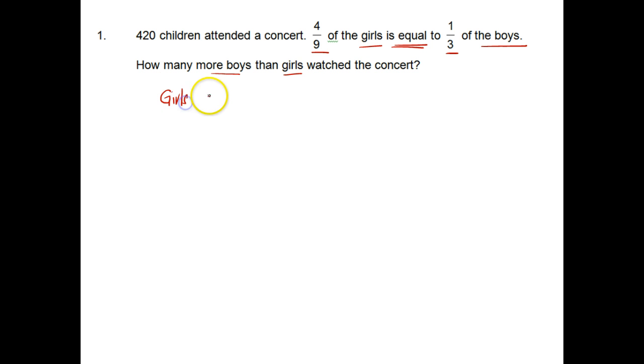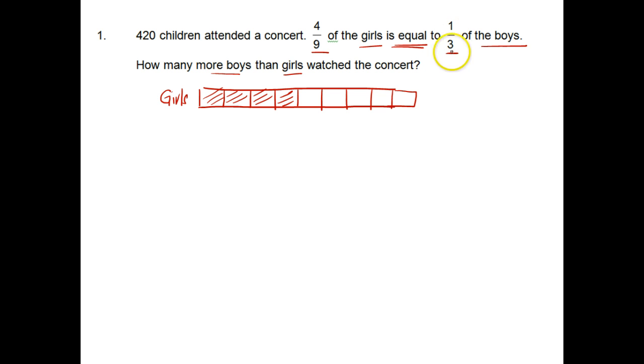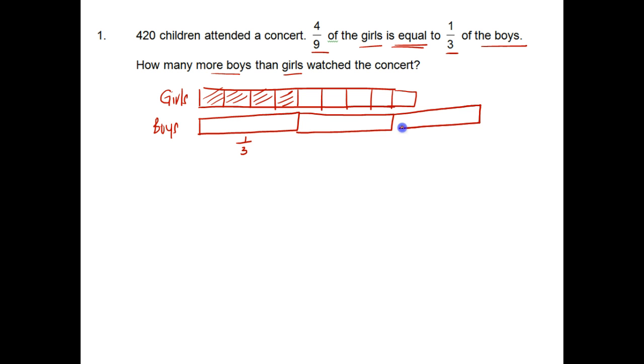Our girls, I would have 9 units. 4 out of the 9 units is equal to 1/3 of the boys. So my boys, this is the 1/3. So altogether I have 3 units of boys. So it's 1, 2, 3. Every unit of boy, there must be 4 units.